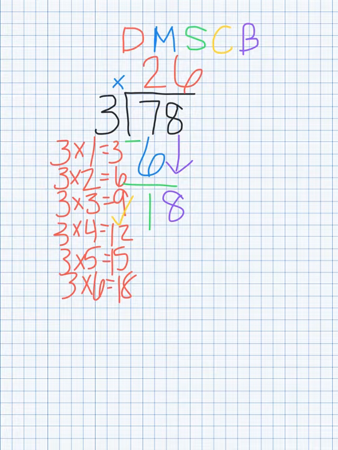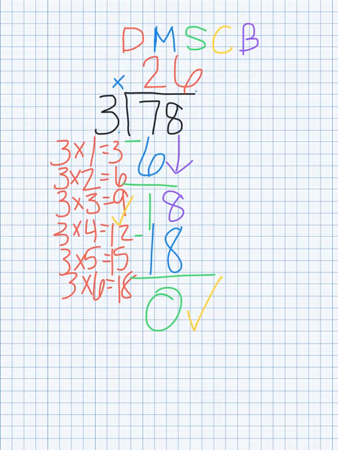Now we multiply. 3 times 6 is 18. Now we subtract. 18 minus 18 is 0. Then we check our work. Is 0 less than 3? Yes, there is no remainder. And there's nothing to bring down, which means we're all done.